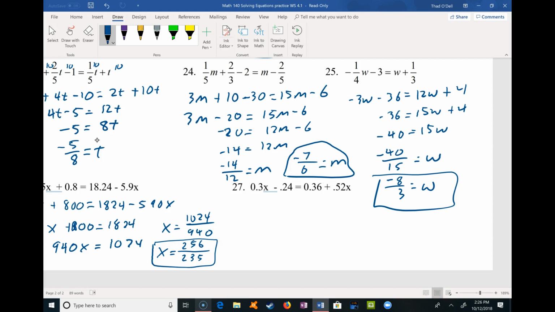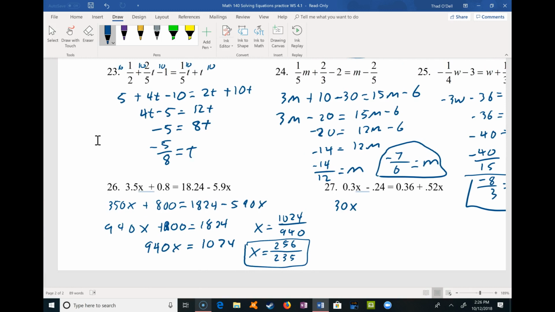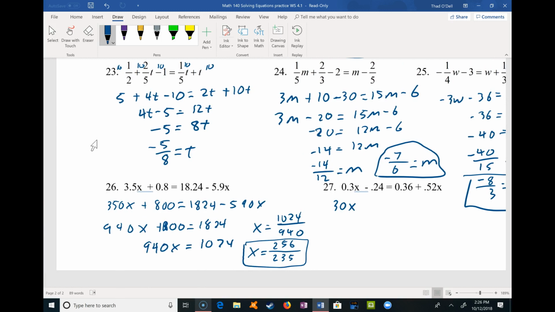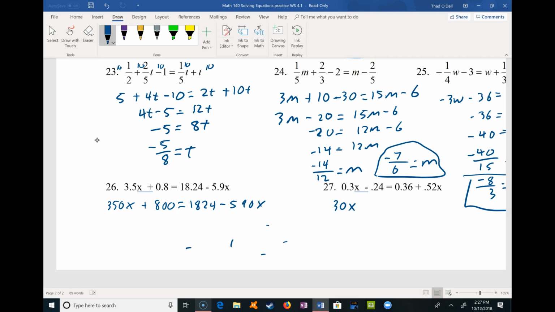And this last one, I'll do everything by 100, so that would be 30x. Oh, shoot. Did I do that wrong? Yep, I did. Doggone it. So we're going to erase that. Glad I caught it before too far. Erase that. That should have been 80, not 800. They only multiplied by 100, right? Yeah, okay. So let's try that again.